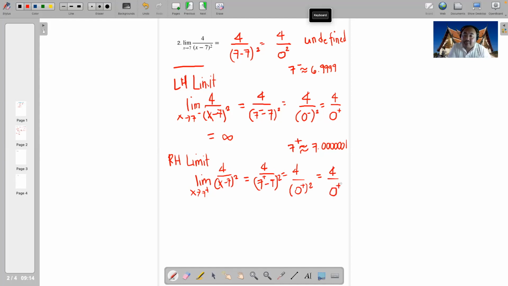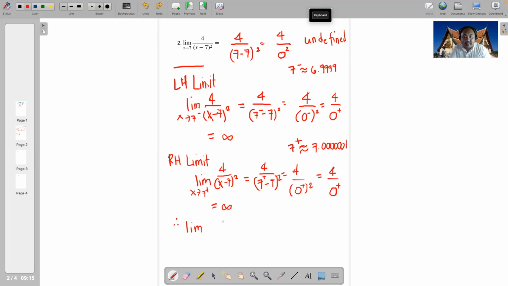Kasi nga, we are squaring a positive number, even if it's small. So, sir, that means also that it is positive infinity. Uy, sir, I remember from our previous lessons that when the left and the right hand limits agree, then we can conclude. Therefore, the limit, since, okay, let me just rewrite that.